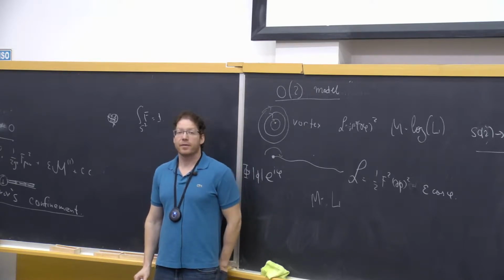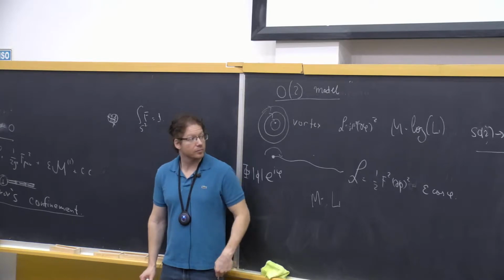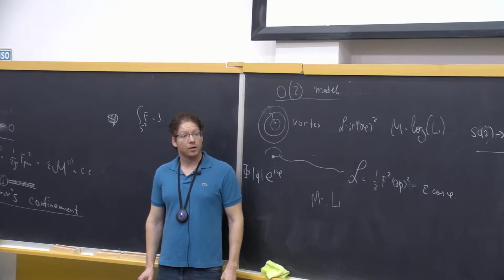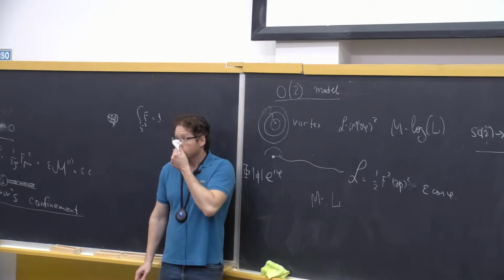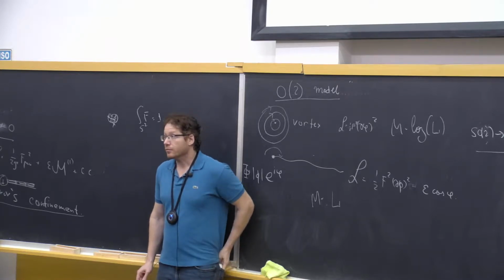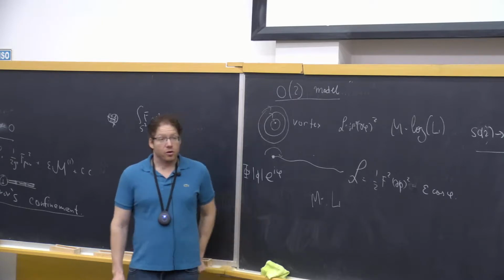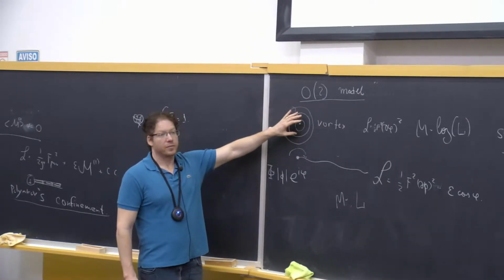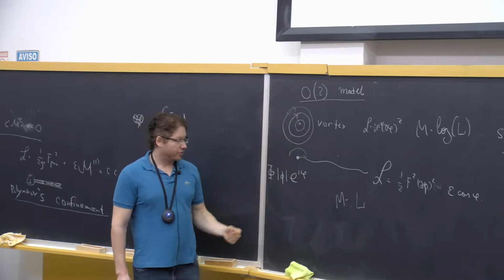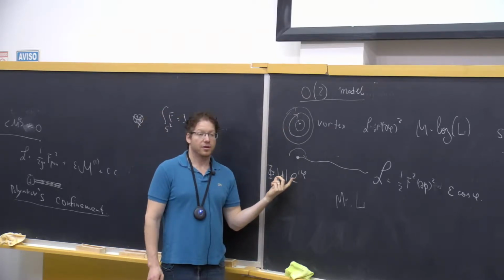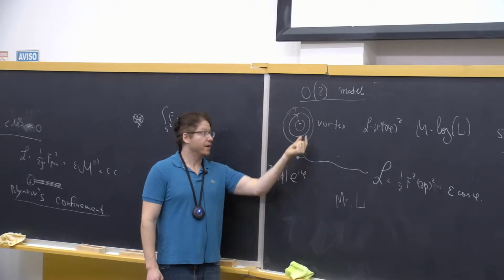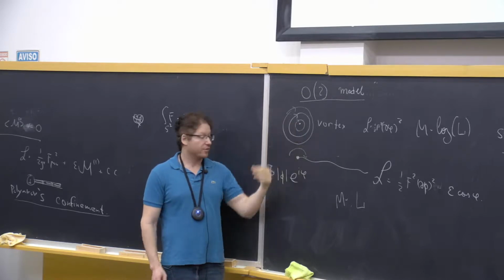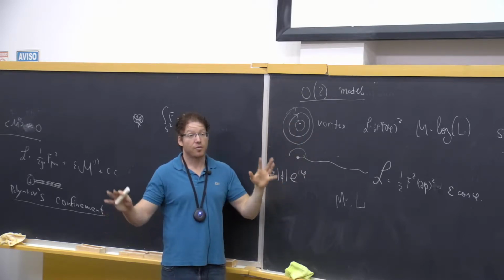Any other questions? Yes? In the O2 model, there are just configurations of the field which can be described classically by having some winding for the phase of phi and having the absolute value of phi going to 0 at the core of the vortex. So there are some kind of classical solutions, approximate classical solutions.